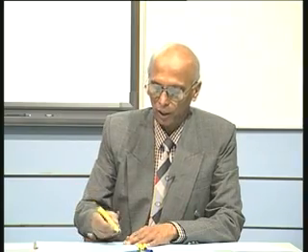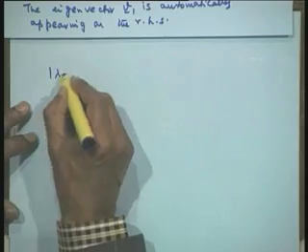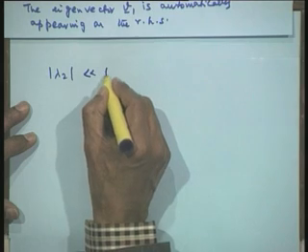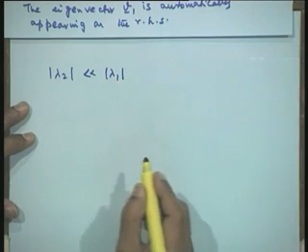Now, the fastest convergence will be obtained if the next eigenvalue smaller than the largest eigenvalue is much smaller. That means, if lambda 2, the second value, is much smaller than lambda 1, then it is going to converge very, very fast.